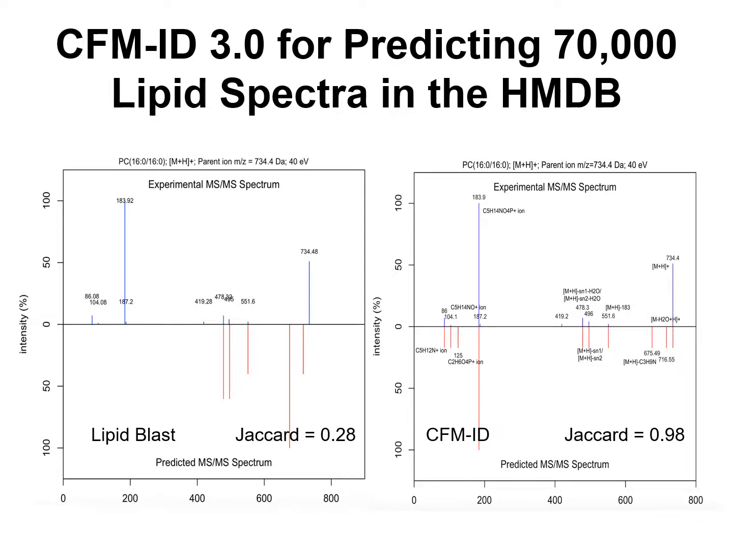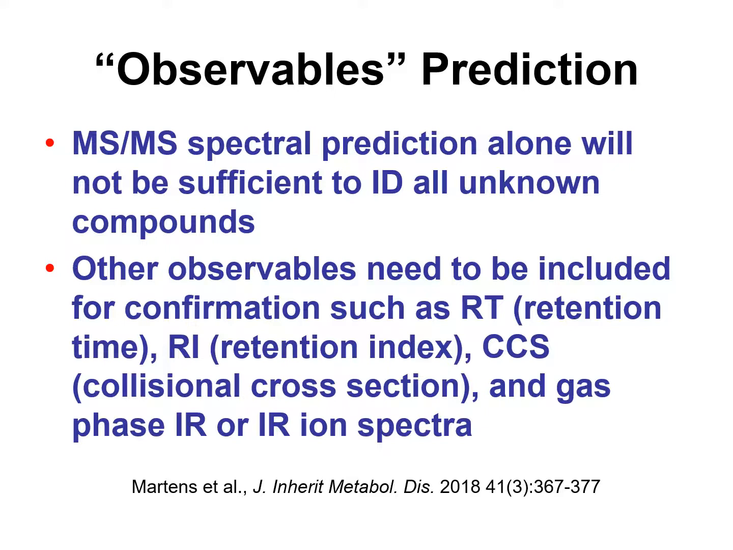Nevertheless, LipidHMDB, the CFM-ID version, is able to predict very accurately for the 10, 20, and 40 electron volt collision energies, something like 28 different lipid spectra, 28 classes of lipid. And so we've applied this to most of the lipids in HMDB. So this is an example where we're developing tools to predict observables.